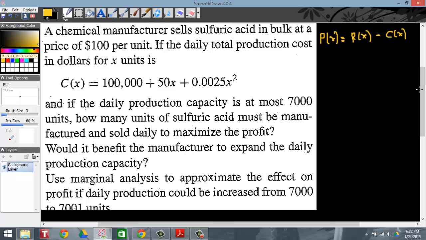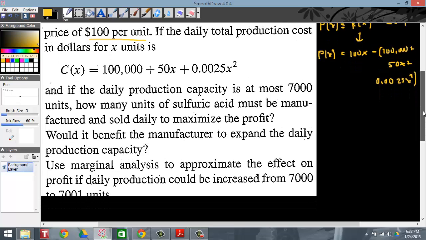So it says a chemical manufacturer sells sulfuric acid in bulk at a price of $100 per unit. What that means is that if they sell the sulfuric acid at $100 per unit, their revenue is going to be $100 for every unit that they sell. Now, the cost that they incur is this ugly thing right here, and they give that to you. So that's minus 100,000 plus, I'm going to have to unfortunately go to 2 or even 3 lines here, and don't worry, I will eventually clean this up, plus 0.0025x squared.